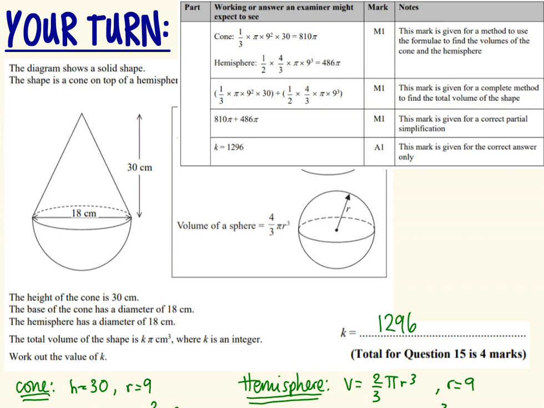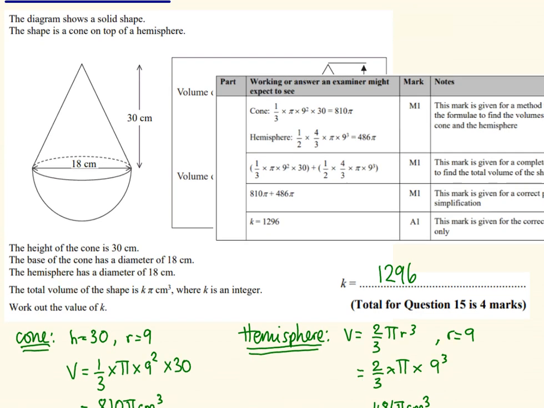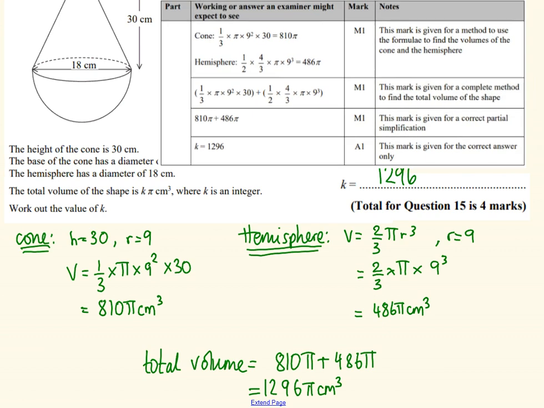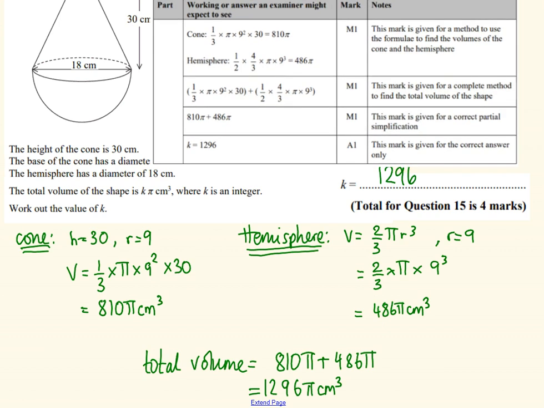Here's our answer then for that question, and again we've got the little mark scheme so we can have a little look at where all of those marks come from. Just going to scroll that down. So our first mark comes from working out the cone. It's actually the method for working out the cone, as you can see over here. So using the formula to find the volumes of the cone. Oh, and the hemisphere. Okay, so that's actually sort of attached to both of those processes.